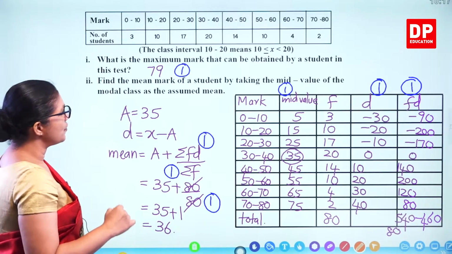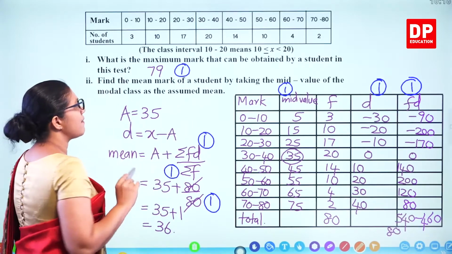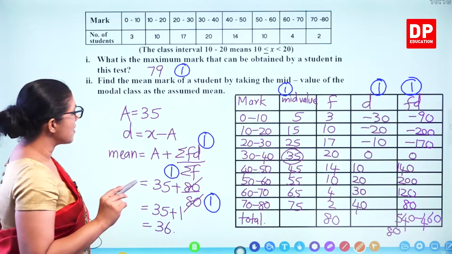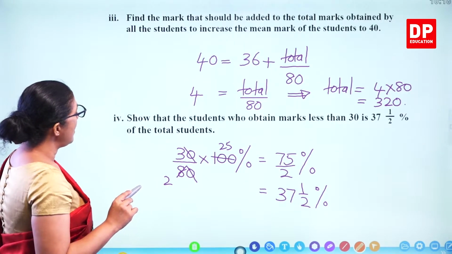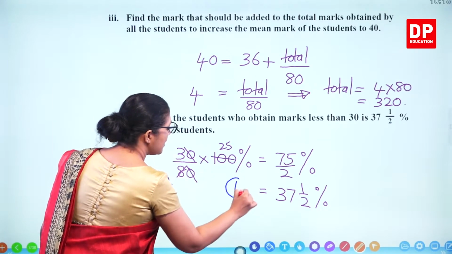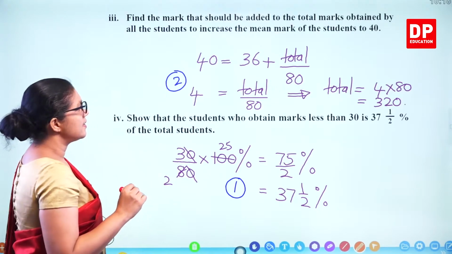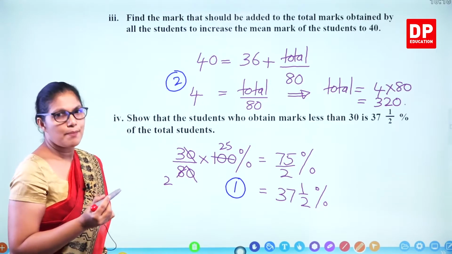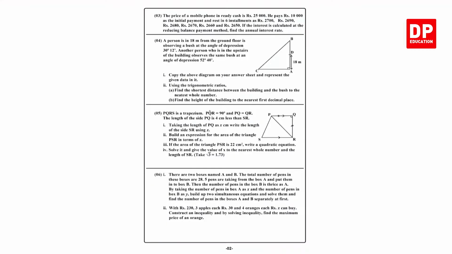So 1, 2, 3, 4, 5, 6 for calculating the mean, and here 7. So 7 marks there. And this one, 1 mark here, 8, and 2 marks here, 10. So altogether 10 marks for this question. Now you can do questions 3 to 6.